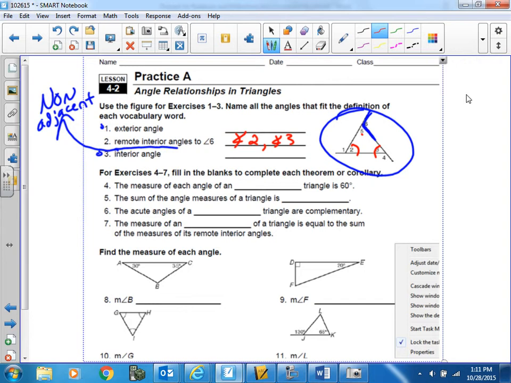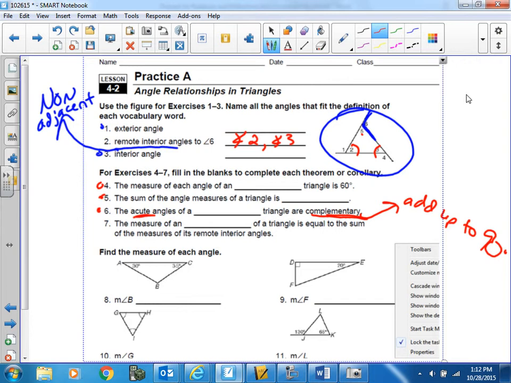All right, number 4 you should know how to do. We know what type of triangle has angles that are 60 degrees. We talked about that. Number 5 should be a gimme. For the acute triangle, you should be able to do this as long as you remember what acute means. That means less than 90. And complementary means add up to 90. If you remember those two things, there's only one type of triangle that can have the acute angles add up to 90 degrees. So what type of triangle is that?